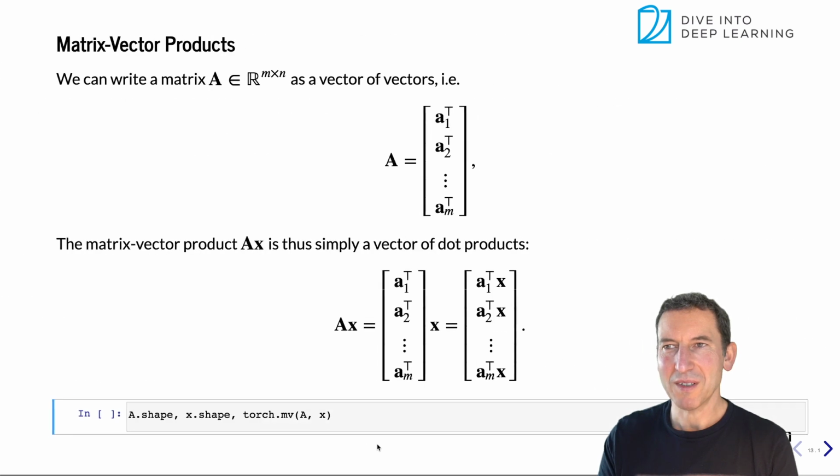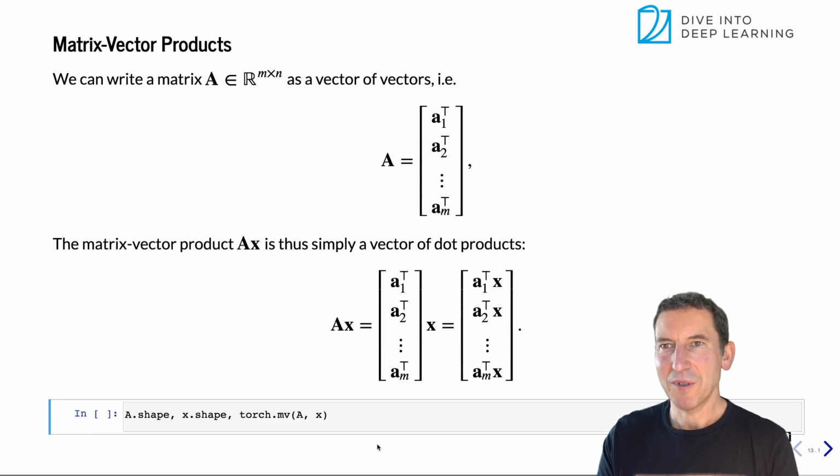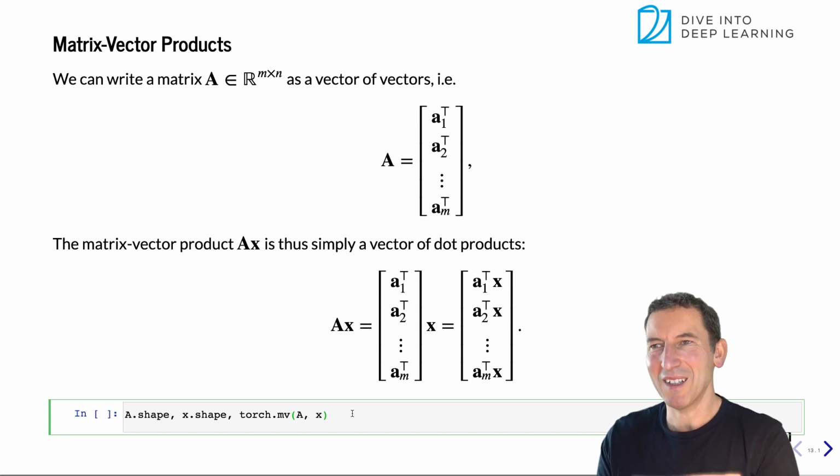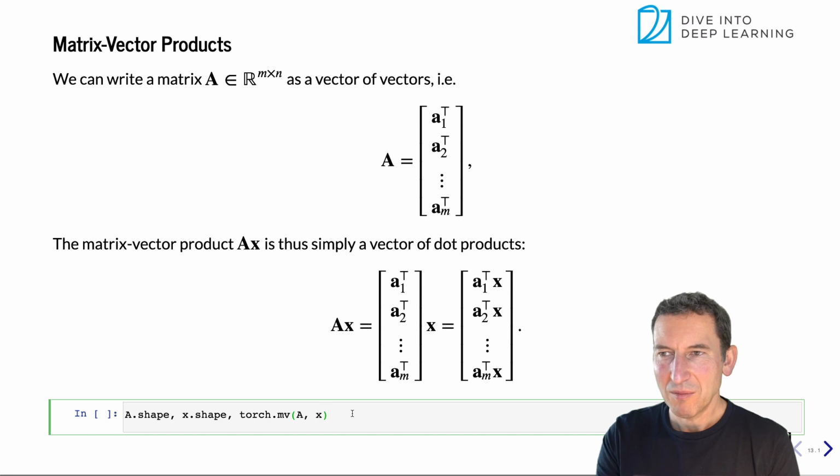Now, let's see what else I can do. I can, for instance, compute matrix vector products. Matrix vector products sound like a really complex thing. They aren't. All they are is essentially vector products, but I'm just doing an entire vector of those.